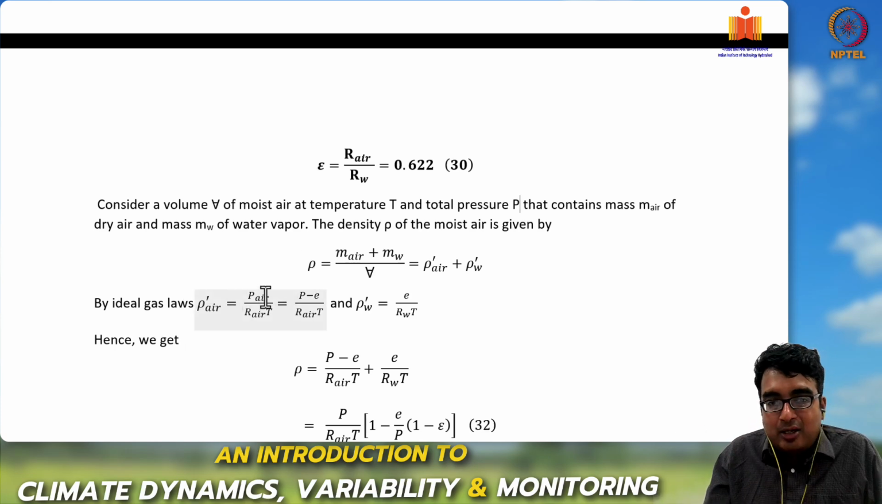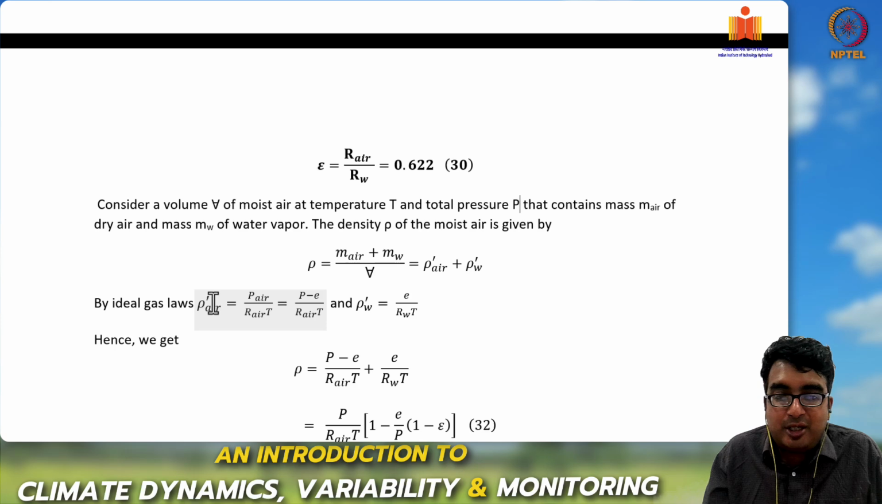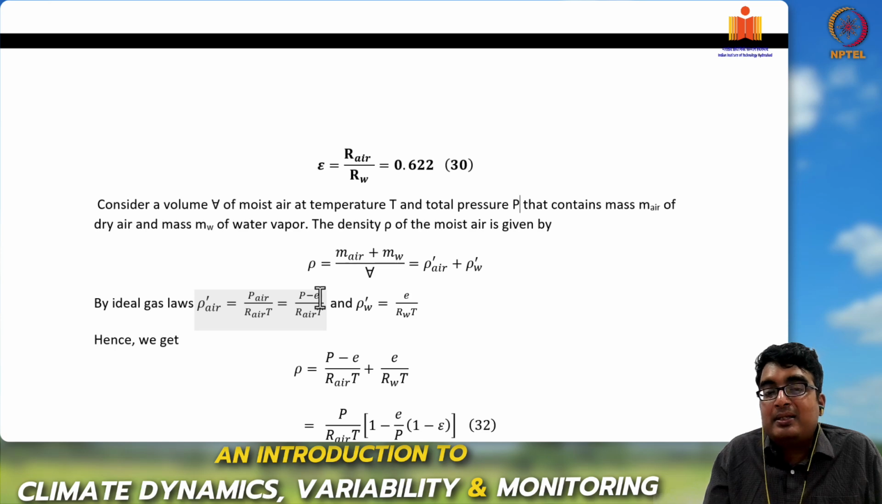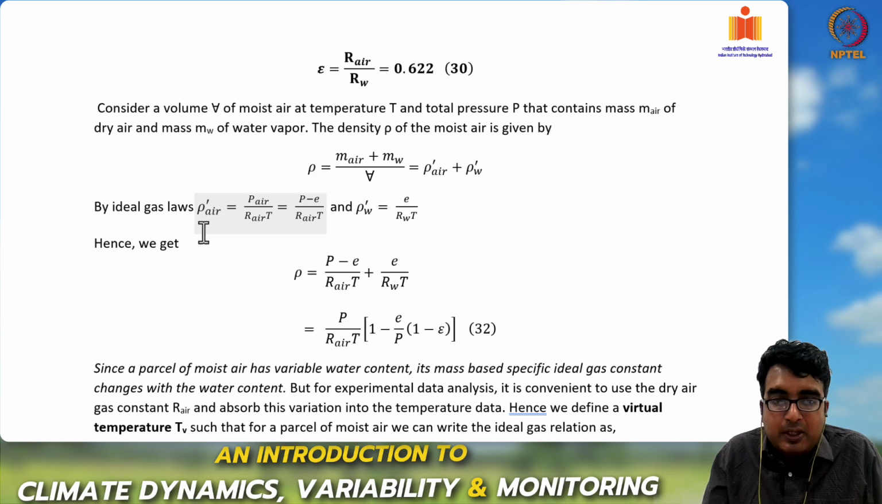Now, from ideal gas law, the partial pressure of dry air is the partial density of dry air into the gas constant of air into T, and the partial pressure of dry air is the total pressure minus the vapor pressure E. Remember the total pressure is equal to the partial pressure of dry air plus the vapor pressure. So we are replacing P air by P minus E. So rho prime air is P air by R air into T, which is equal to P minus E by R air into T.